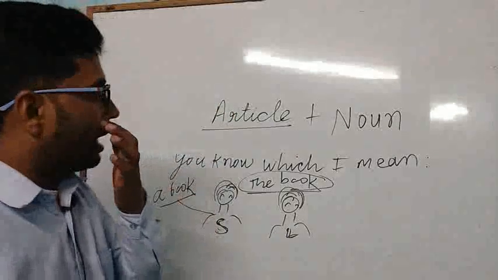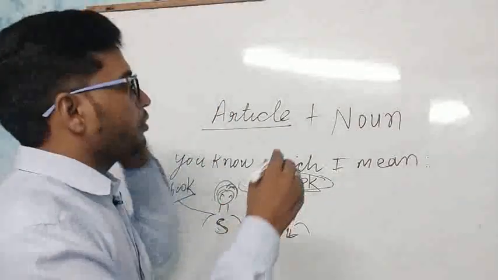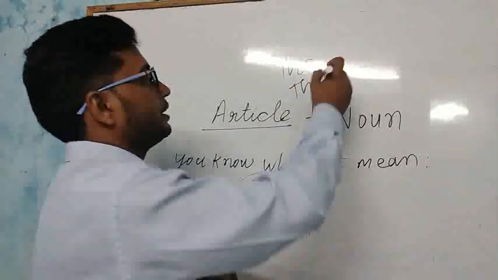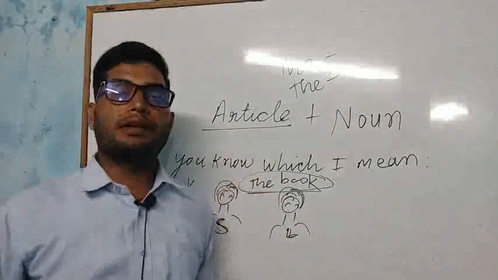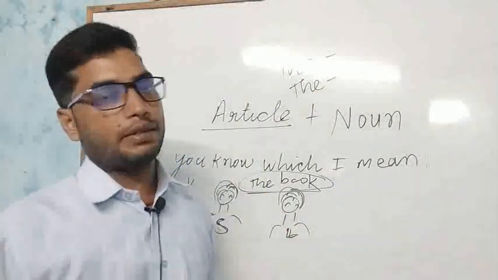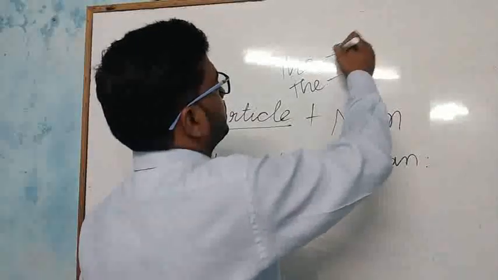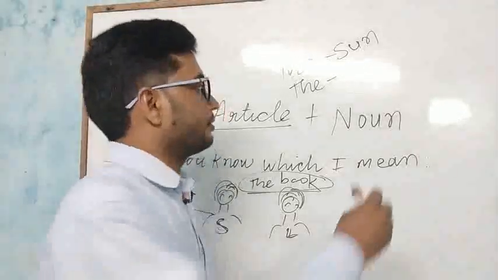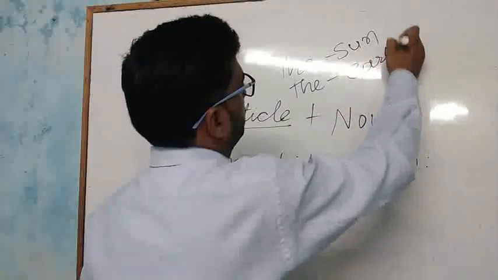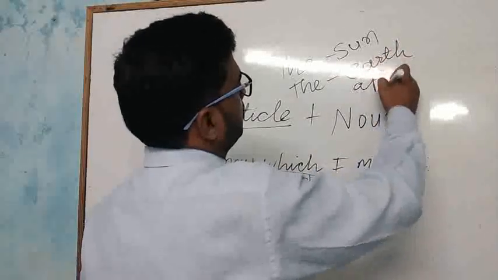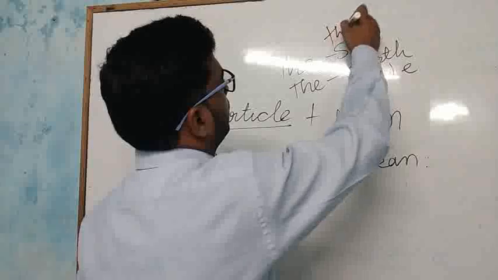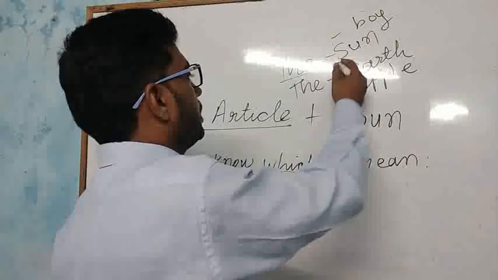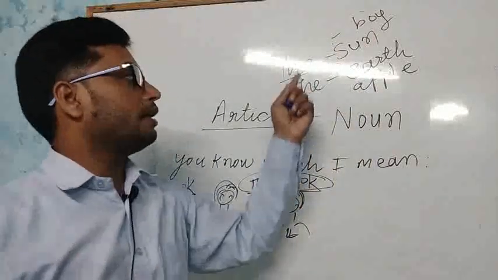I should tell you where we should pronounce the as thuh and where we should pronounce the as thee, right? Before a consonant sound we pronounce thuh, like the sun. But before a vowel sound we pronounce thee, right? The earth, the apple, the boy. So similarly we have learned the pronunciation of the.